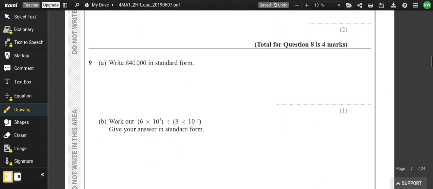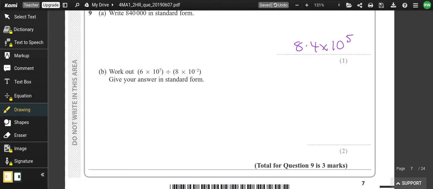Okay. Everyone got this correct, I think. 8.4 times 10 to the 5. 1, 2, 3, 4, 5. And then these two divided. So 6 divided by 8. 6 over 8 is 3/4, which is 0.75.